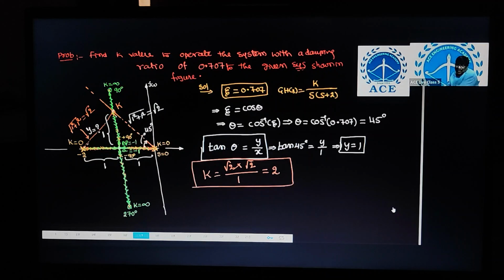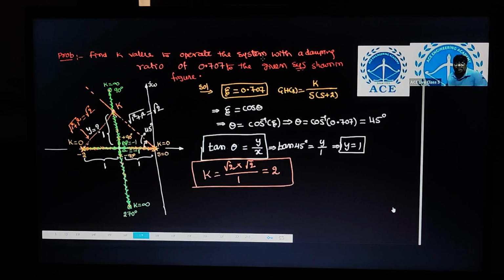So if I operate with K equal to 2, the given system is going to be operated with a damping ratio of 0.707. Okay? All of you clear? If I select K equal to 2, the system is going to be operated with a damping ratio of 0.707. Is it clear? Very good.